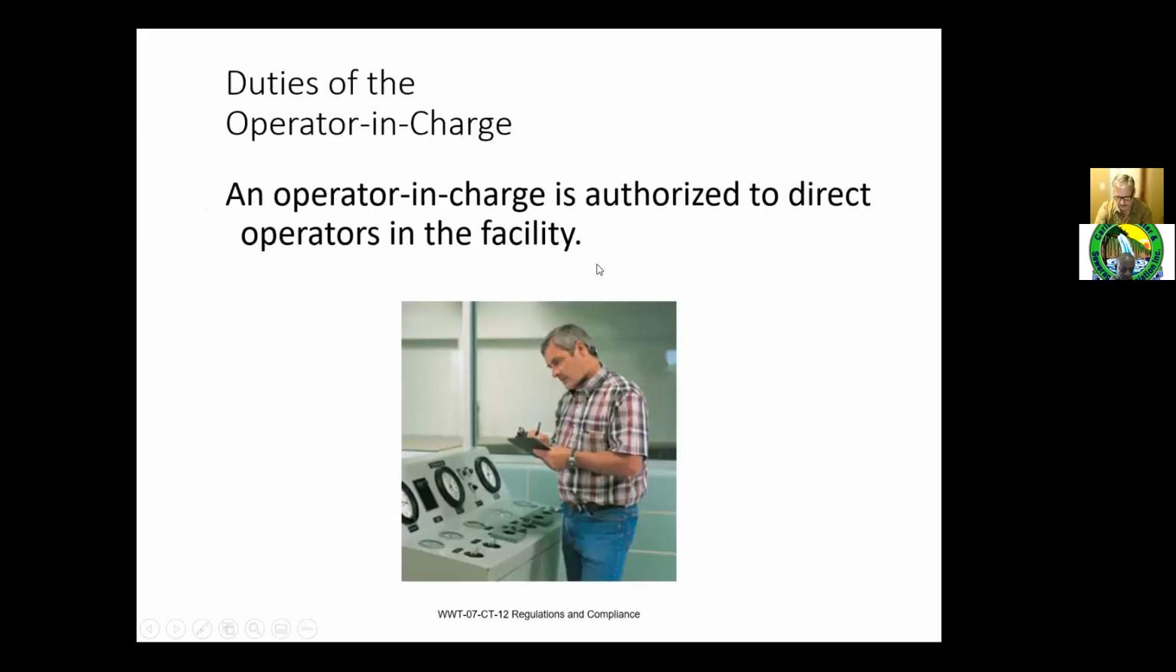And we talked a little bit about the duties of the operator in charge.